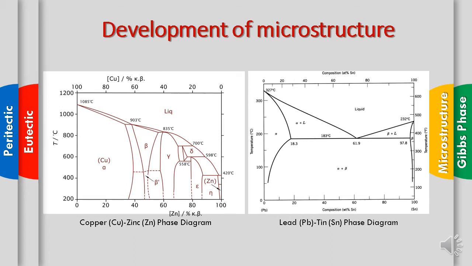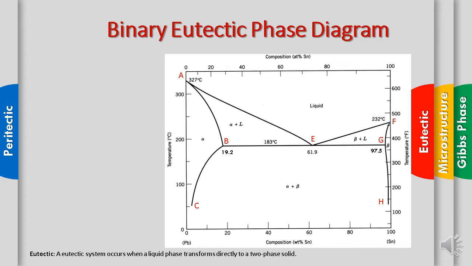So we will go for the eutectic phase diagram. We call it the binary eutectic phase diagram, which is the lead-tin phase diagram, something like this. In this case, this is a simple binary eutectic phase diagram. Basically, we call this phase diagram binary eutectic.